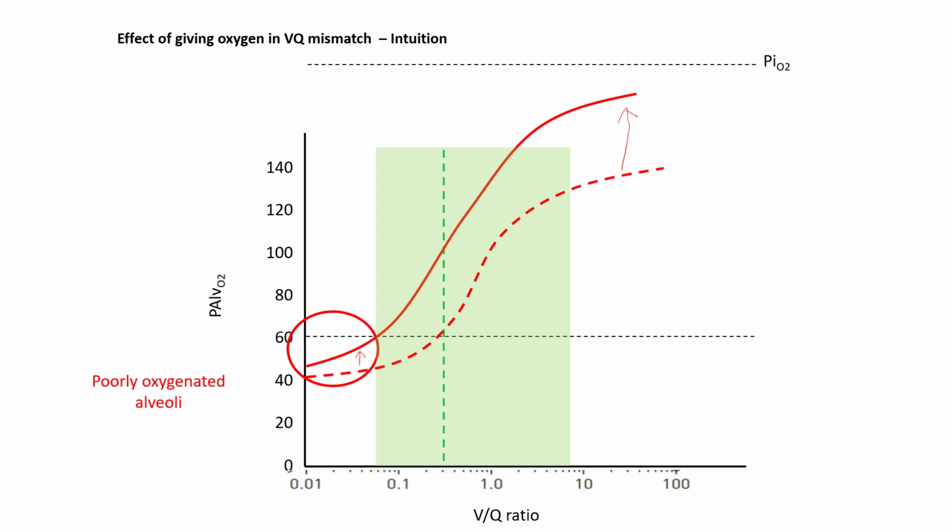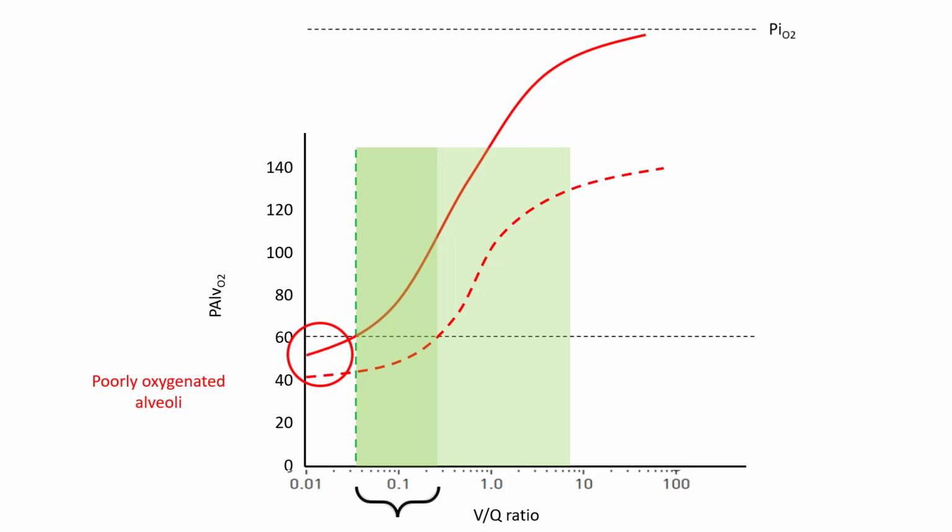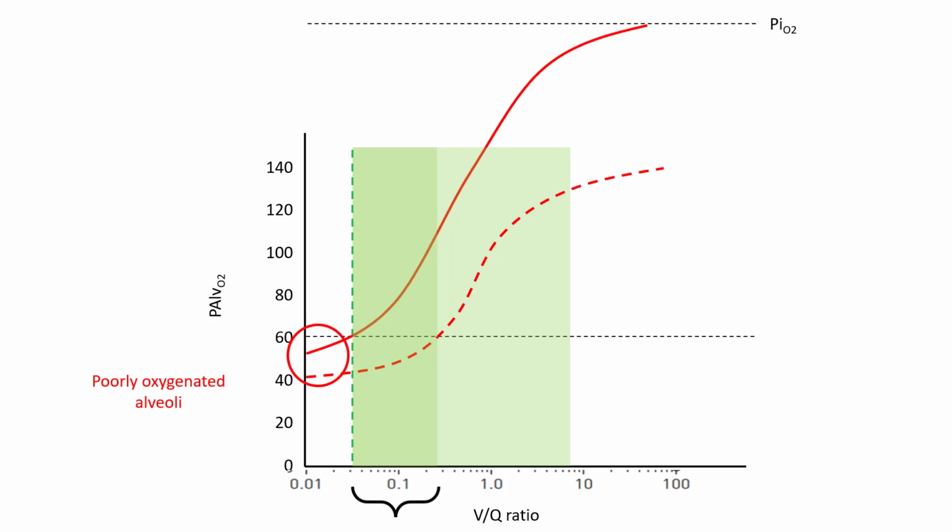The alveoli, which was sitting here at P alveolar of 60, now has got P alveolar of 100. So the oxygen carrying capacity through these alveoli has increased dramatically. So now you have alveoli with even lower VQ, which are now contributing more oxygen. As you increase the FiO2 further, you increase the total amount of alveoli which are now contributing to oxygenation. Thus, increasing FiO2 will increase your P alveolar O2, which in turn will increase the oxygenation coming from these alveoli.